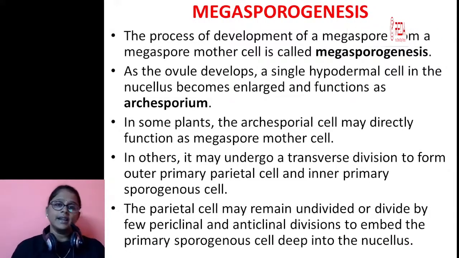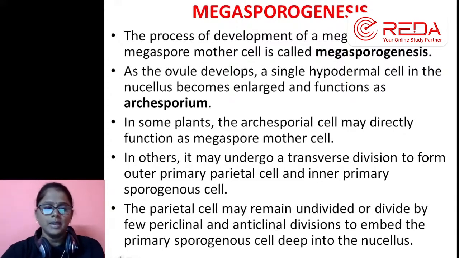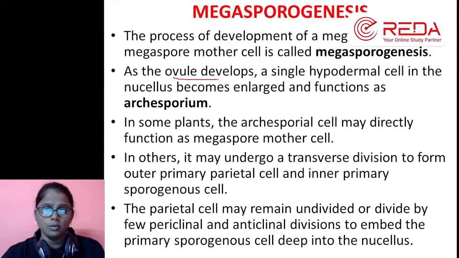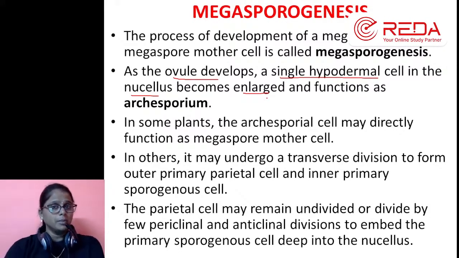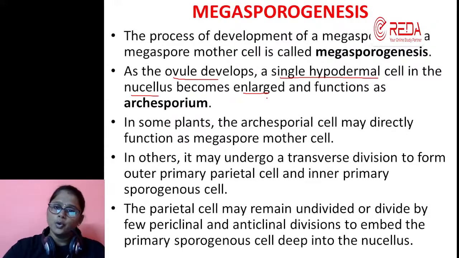Inside an ovule, as an ovule develops from the immature state to a mature state, a single hypodermal cell in the nucellus becomes enlarged. I told you already, the nucellus is very, very important because that is going to differentiate, and it is the one which is going to form the megaspore mother cell.